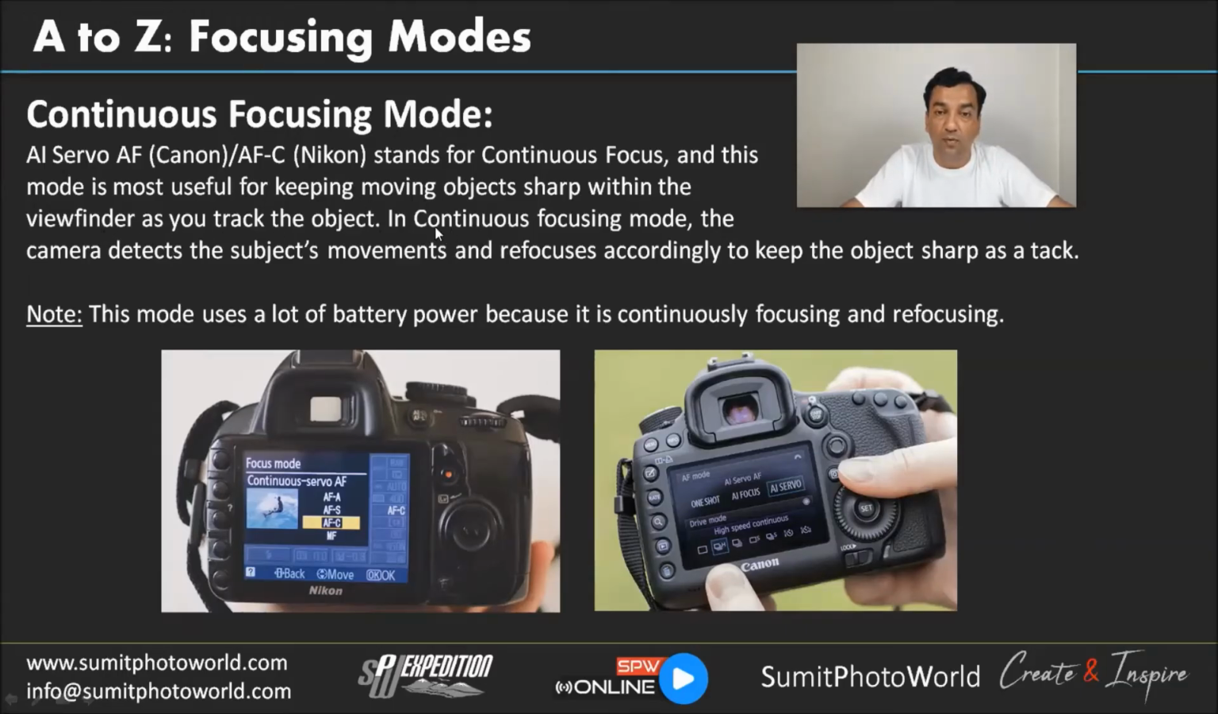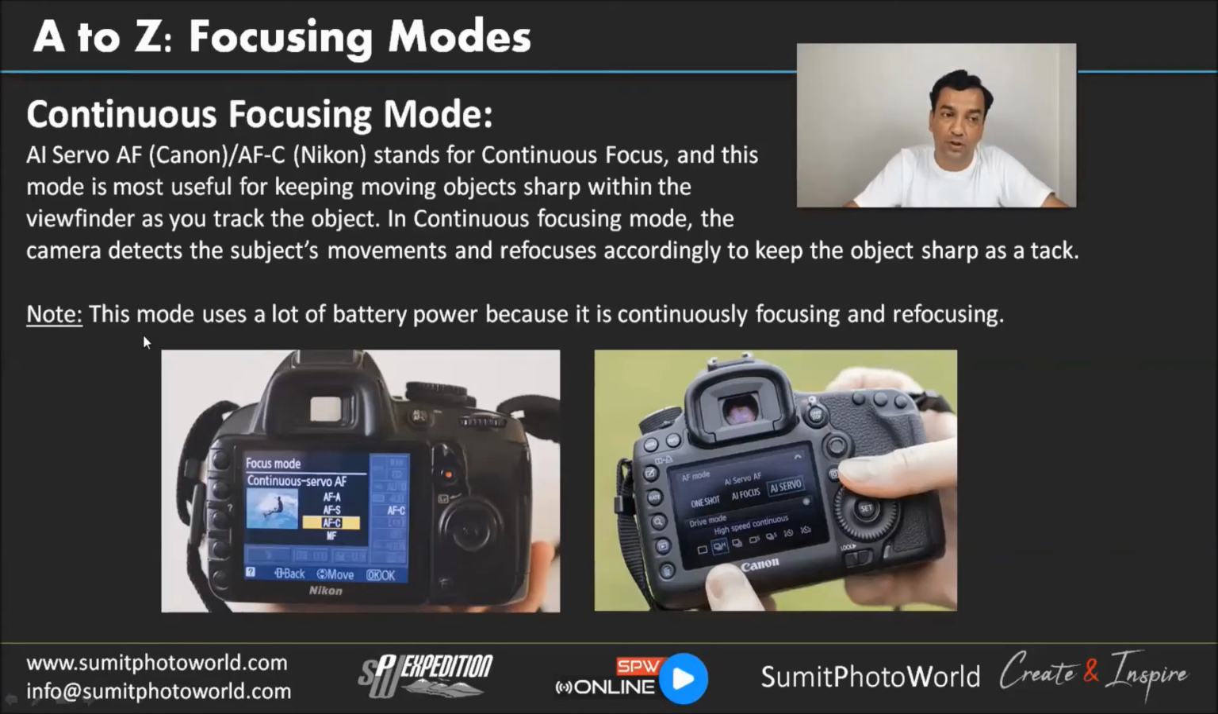But we have to keep that subject in our frame to capture the subject in continuous mode. In continuous focusing mode, the camera tracks the subject's movements and refocuses accordingly to keep the subject sharp. So it will keep following the subject, and when you press the shutter release button, it will make sure that the subject is captured in sharp detail.